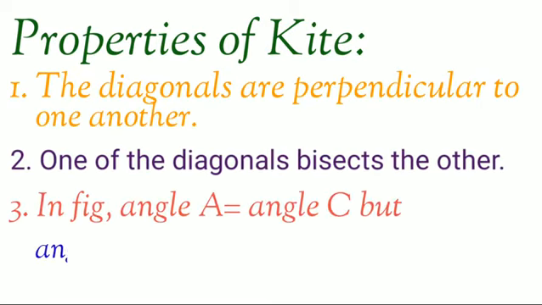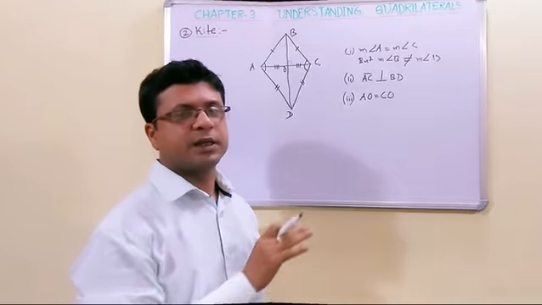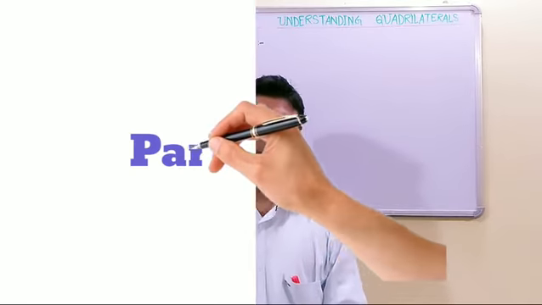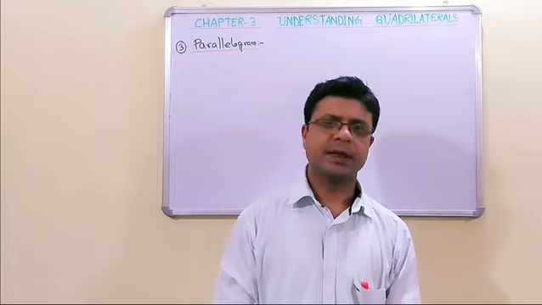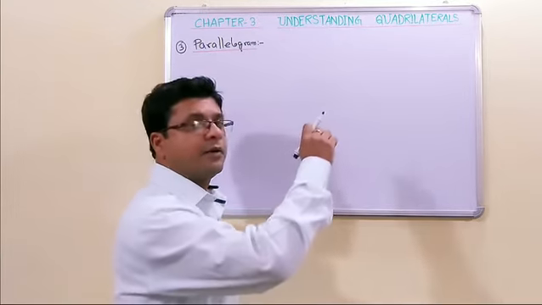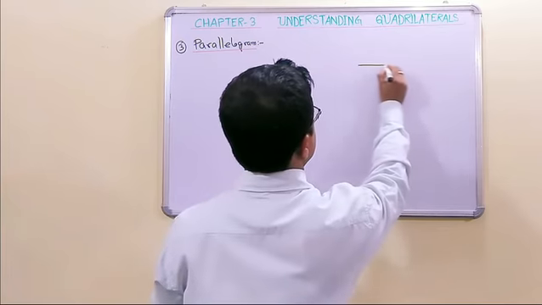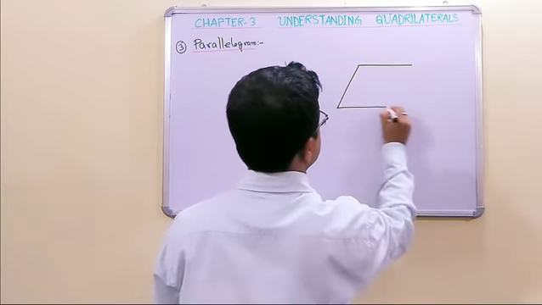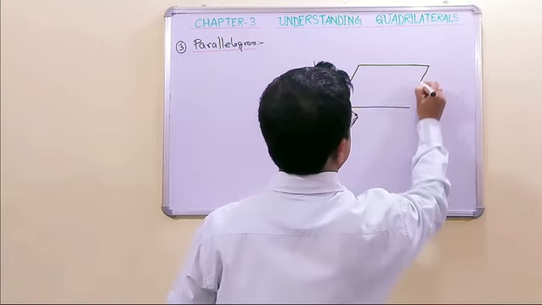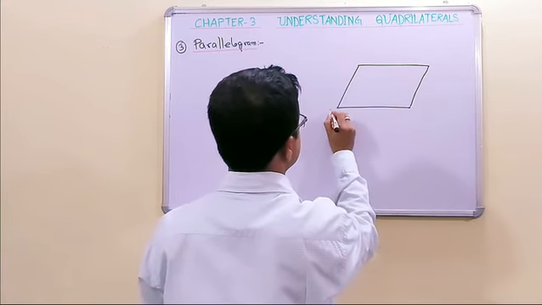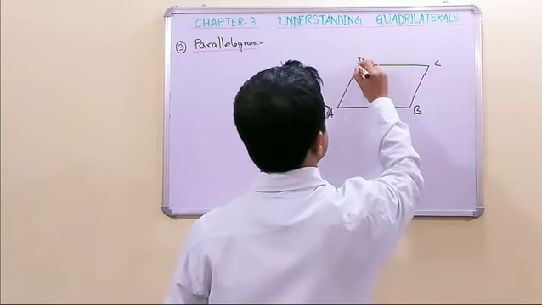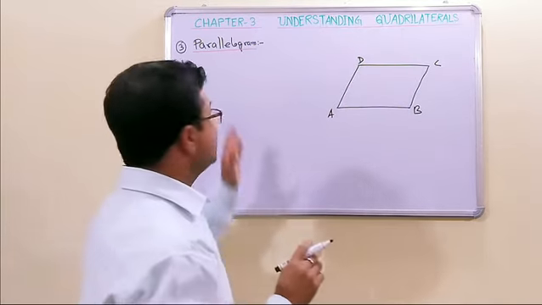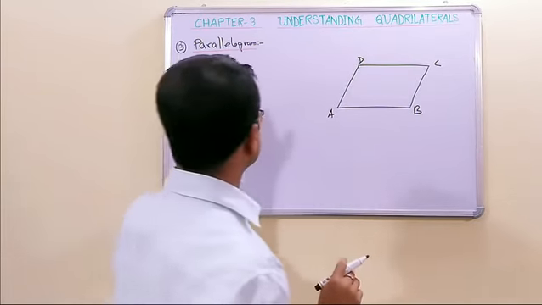Alright, now the next quadrilateral. Let us finish. The next quadrilateral is a parallelogram. It is the most important quadrilateral in our class 8 standard. Let us draw a figure of a parallelogram. This is a figure of a parallelogram. Let us name it ABCD.